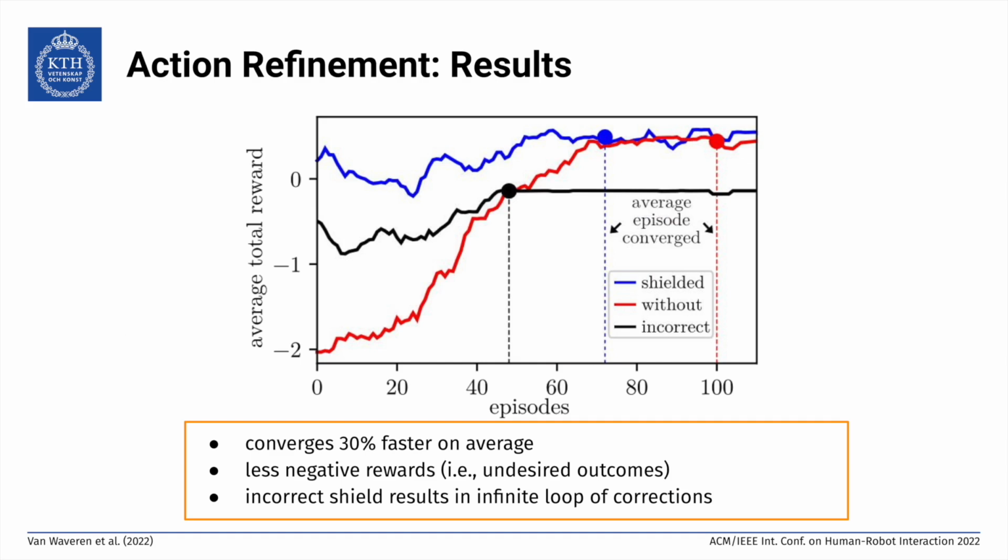Our approach converges 30% faster on average and obtained less negative rewards than without a shield. With the incorrect shield, the task is not learned because the shield calls the failed action without solving the issue first. When the agent tries to fetch a tomato slice, it fails again, resulting in an infinite loop of corrections.